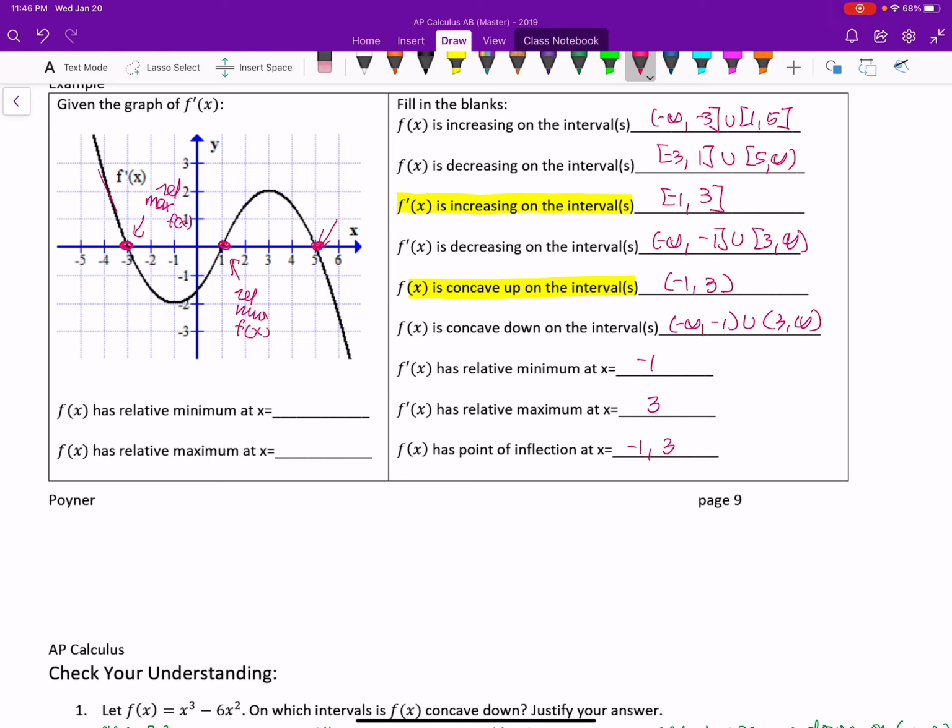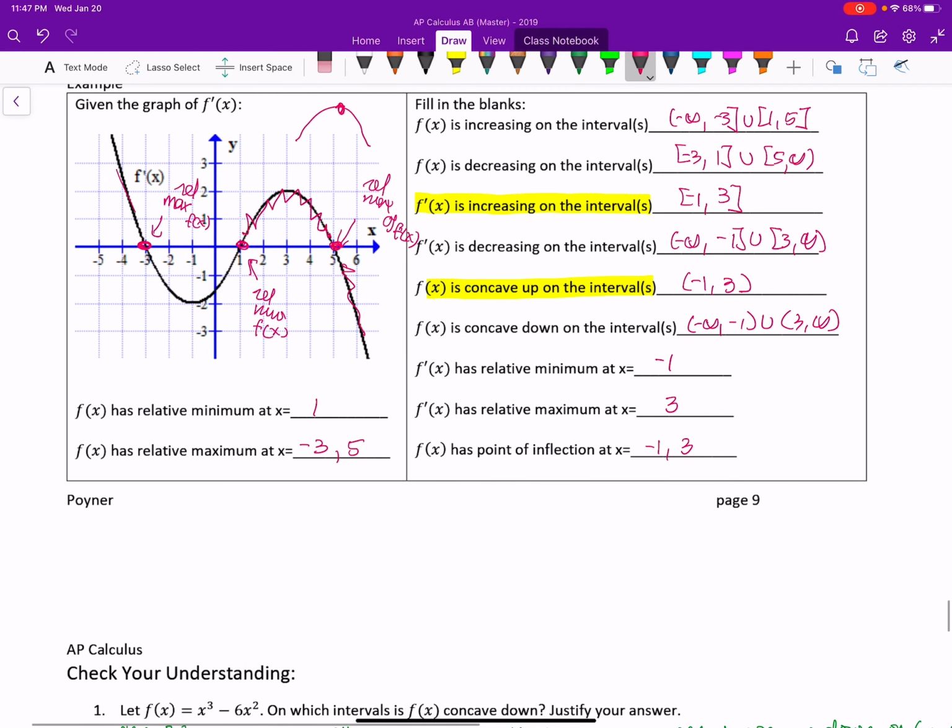And at this value here, again, is going to be a relative max of f of x because f of x on here is increasing and then it starts decreasing. So if a function increases and starts decreasing, there must have been a relative maximum there. So there is a minimum at x is equal to 1 and the maximum at negative 3 and 5. Those are the two possibilities for that.